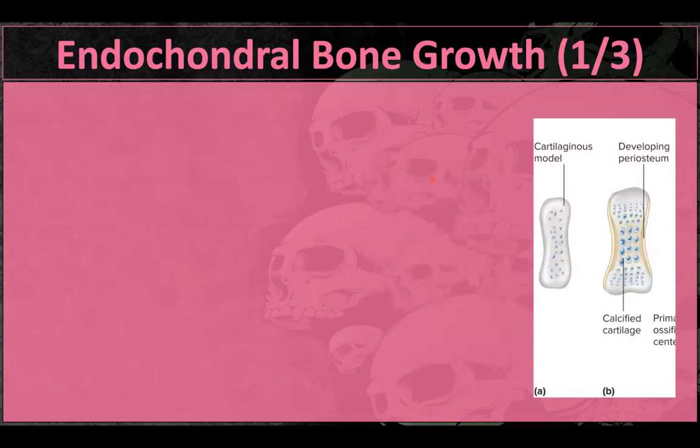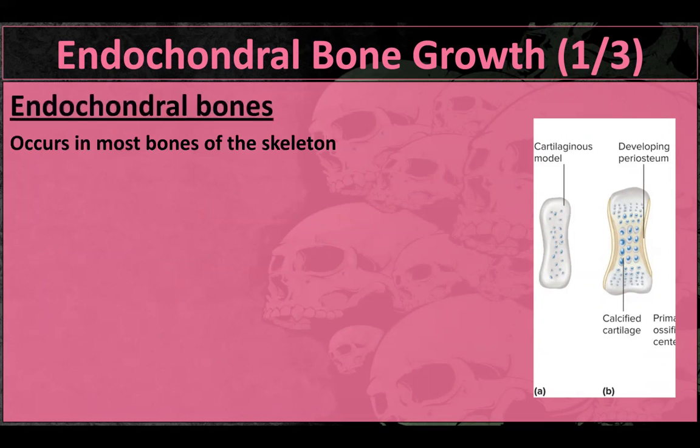So next we have endochondral bone growth. This is a little bit more complicated, but not too much more complicated. Endochondral bones represent most of the bones in the skeleton. The only reason they're called intramembranous or endochondral bones is because of the process in which the bones form. We're going to start off with a mass of hyaline cartilage.